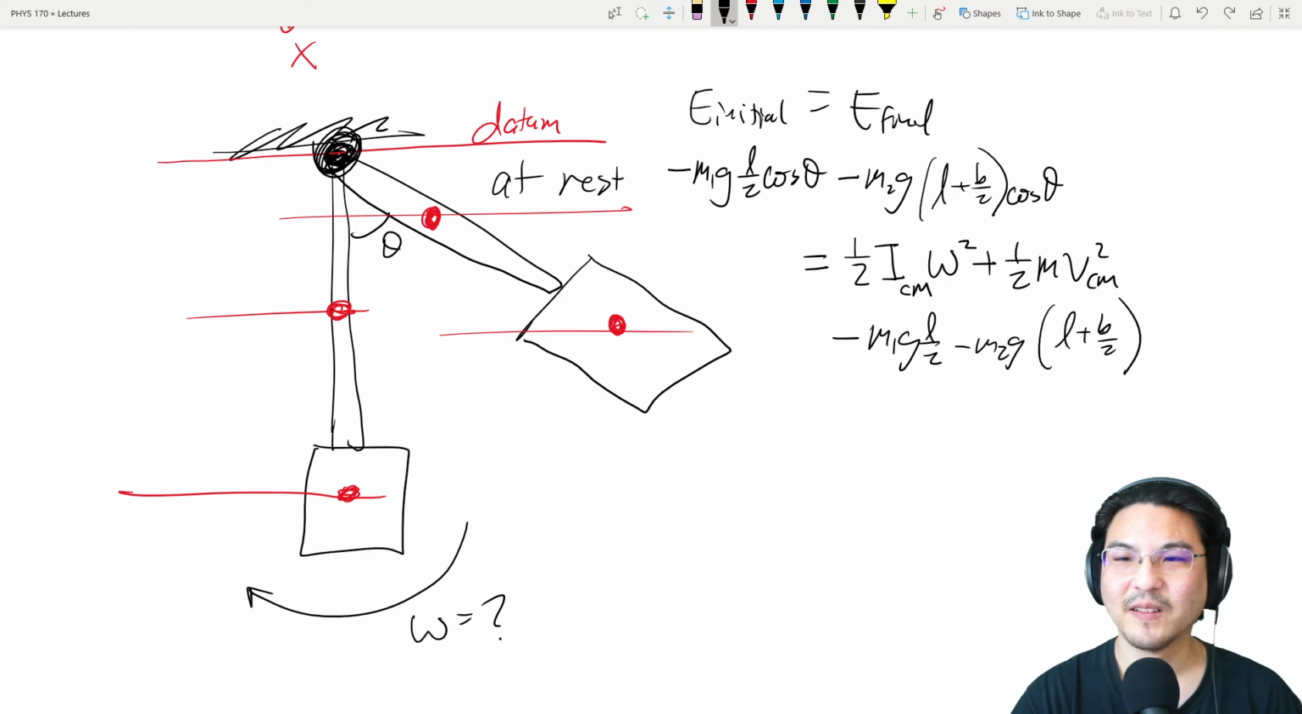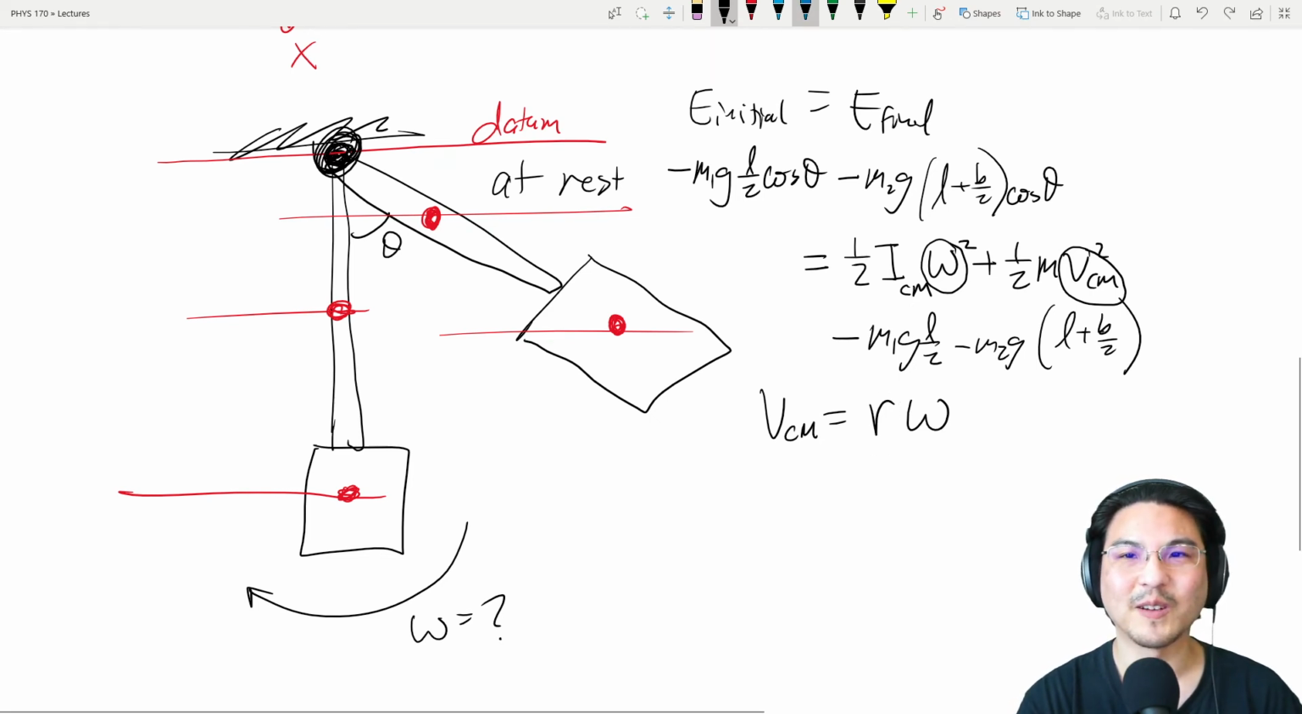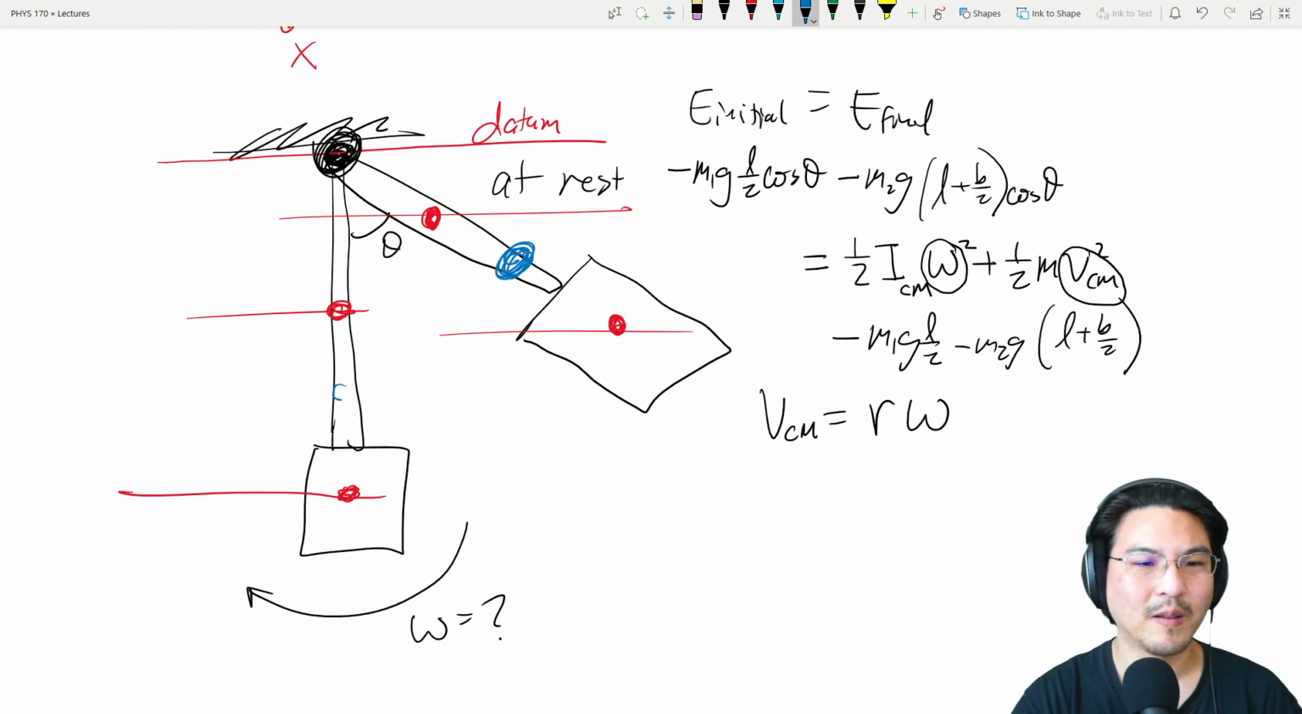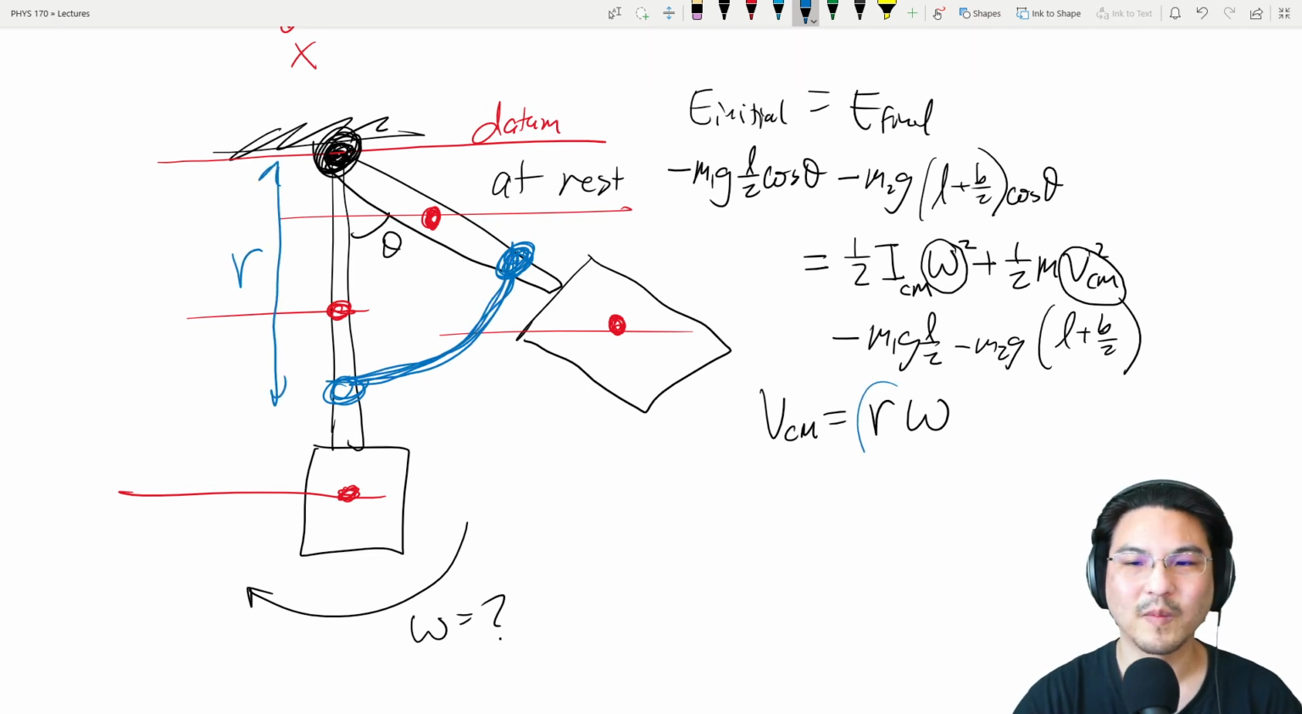What is the relationship between omega and the velocity of the center of mass? The velocity of the center of mass is r omega. R meaning the radius. So if the center of mass is, let's say, over here, right? So then right here, this radius, r. But how far is that? Where is the center of mass? How do we get that? How far is this? Where's the center of mass of the pendulum? Can we get it? Sure, no problem. Let's try it.